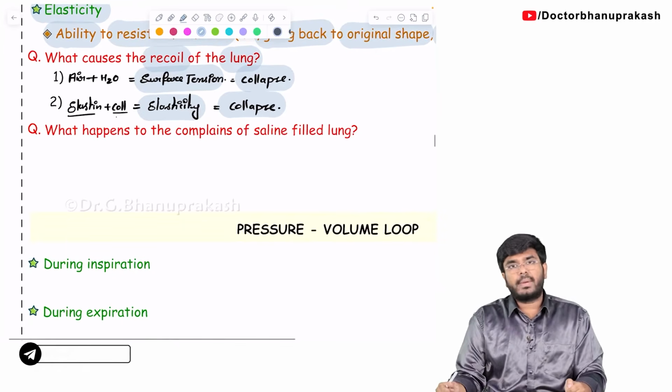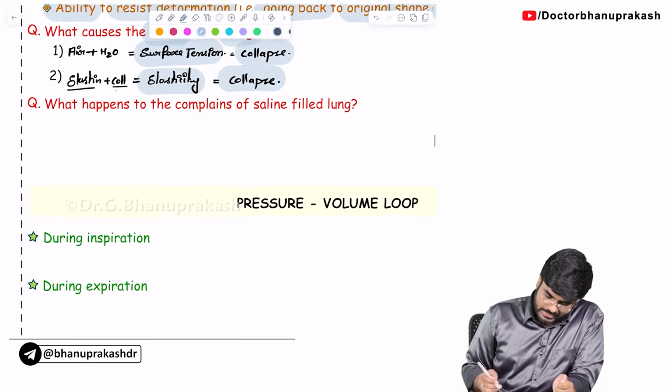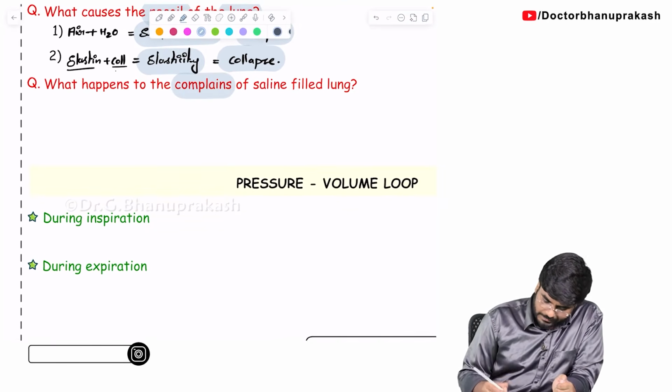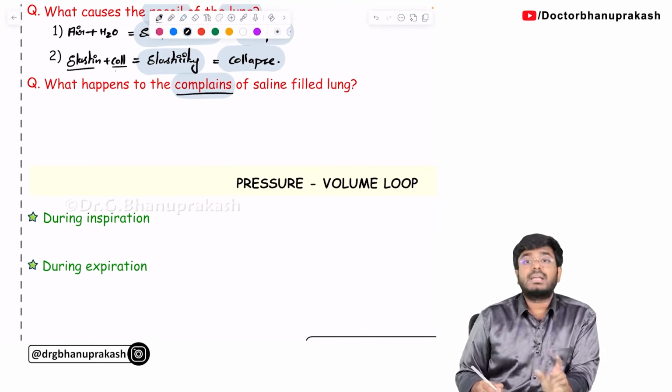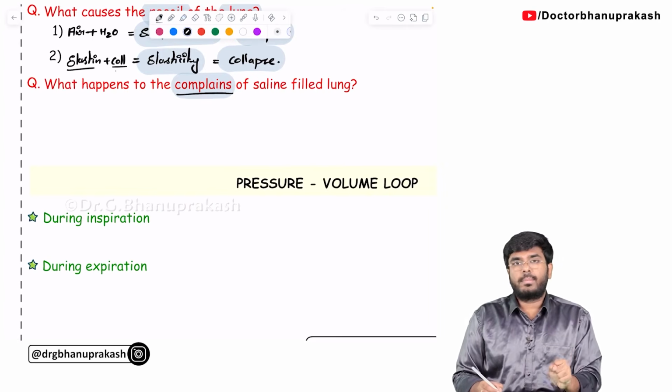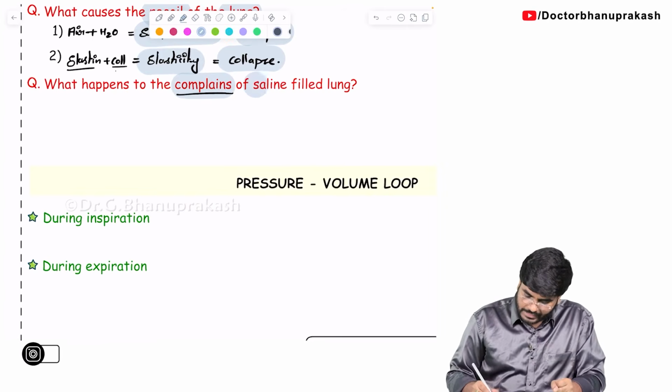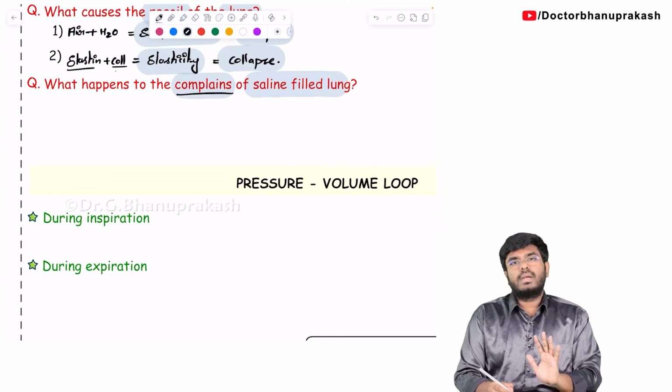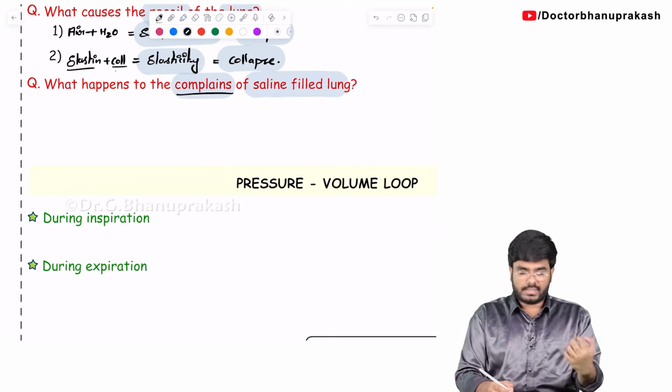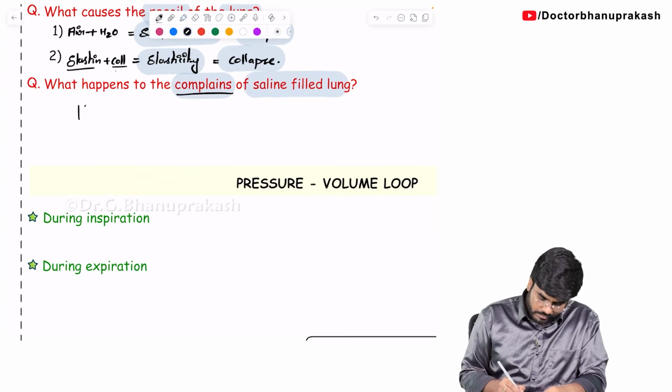Now, with this concept in mind, try to answer this. What happens to the compliance property of lungs which are filled with saline? Let's say there is a dead person. During autopsy, you have removed the lungs.